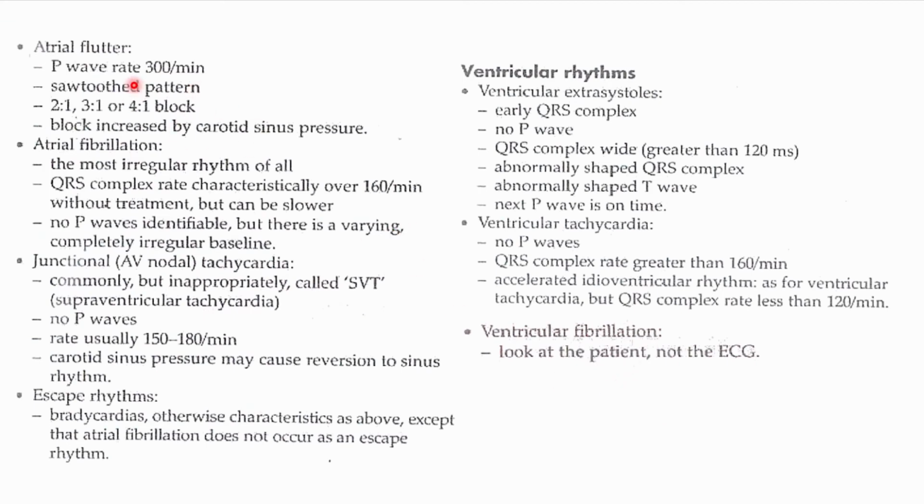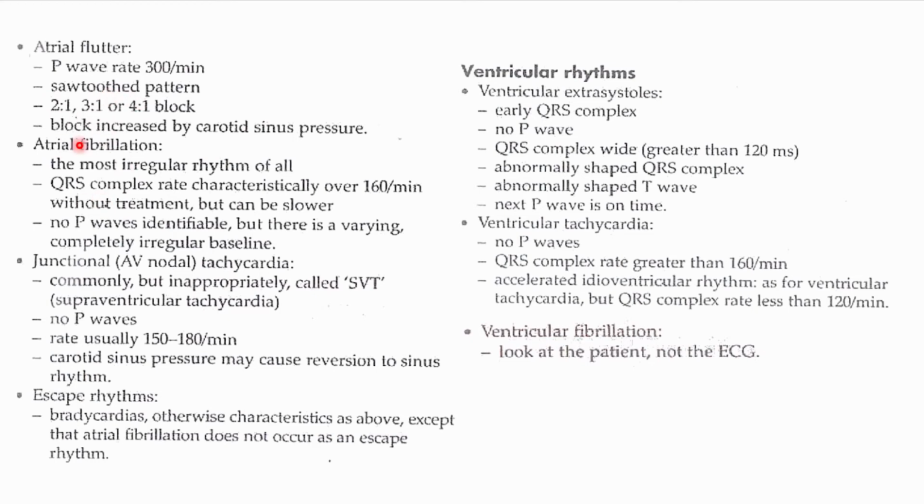Then in atrial flutter, the P wave rate is about 300 beats per minute. You get a sawtooth appearance. You may get an atrial flutter with a 2-to-1 block, sometimes a 3-to-1 block, sometimes even a 4-to-1 block. Usually if you apply a carotid sinus pressure, you may increase the delay of the AV node and worsen this block. So you may start off with a 2-to-1 block, then eventually get a 3-to-1 block.